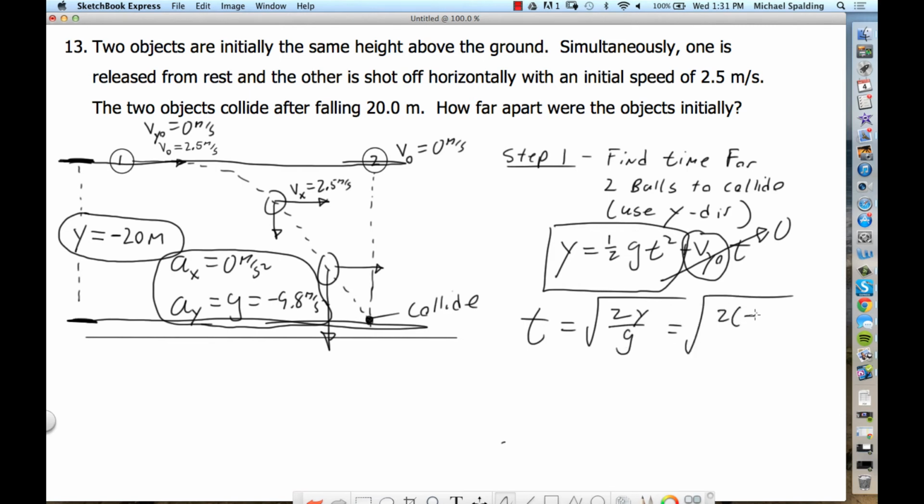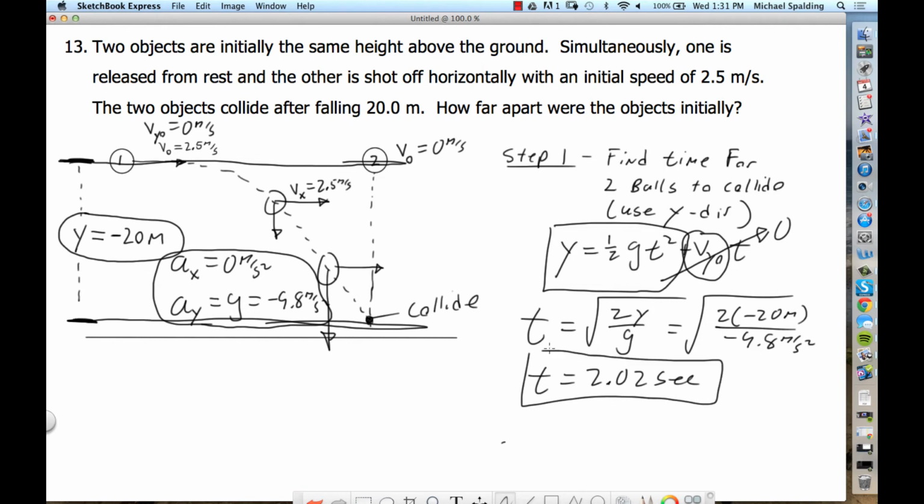That's going to be 2 times negative 20 over negative 9.8. So this gives us a time of 2.02 seconds. So look, that's the time it takes to fall 20 meters, starting with no y velocity initial. Right? That's how much time it takes for an object to fall 20 meters.